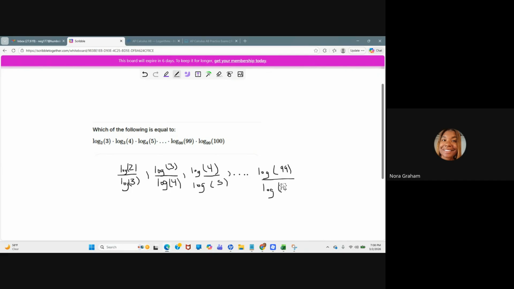You'll see this when you start dealing more with sequences in calculus. You'll see I'm able to cross these out, and it's like a pattern. I'll be able to keep on going and using that pattern. But since I stop right here, the only thing left is log 2 and log 100, right? So I can write that down: log 2 over log 100.